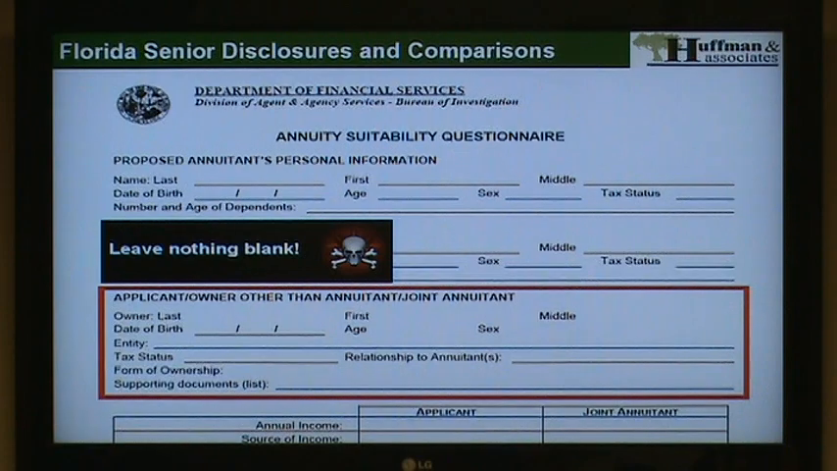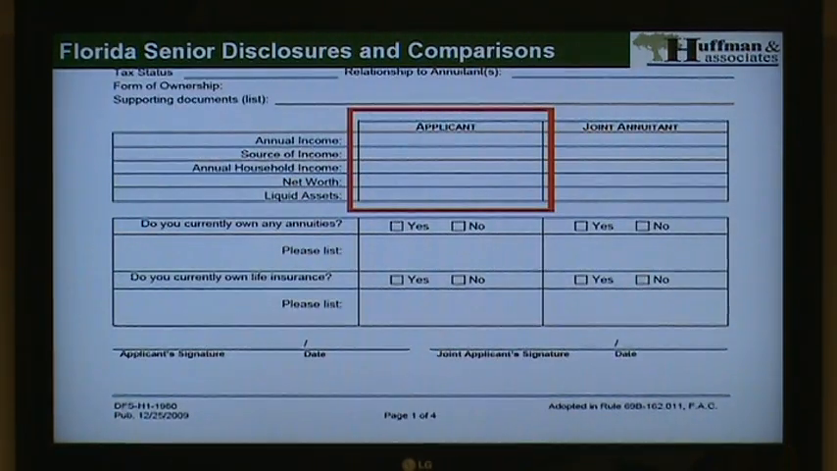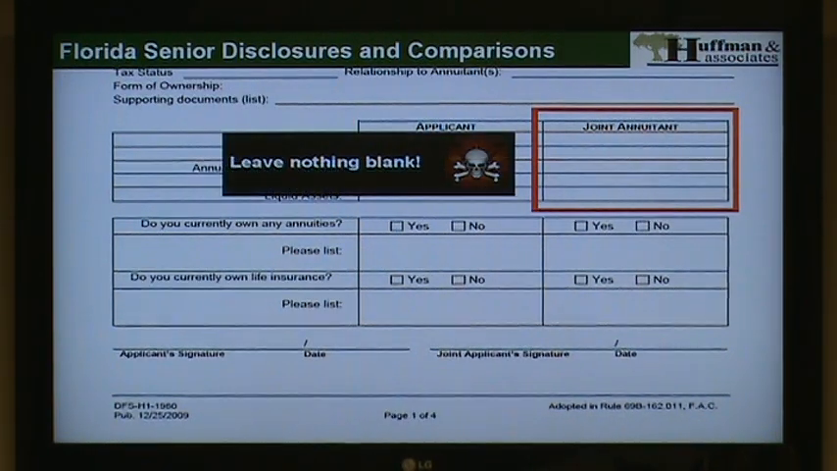The financial section. If the annuitant and applicant owner are different, complete this section in the name of the owner. If there are joint owners and they are spouses, combine the information. If they are not spouses, complete 2 forms. If there is no joint annuitant, answer NA. Call me for any other variations. Directions for these variations have not been made clear by the department at this time.